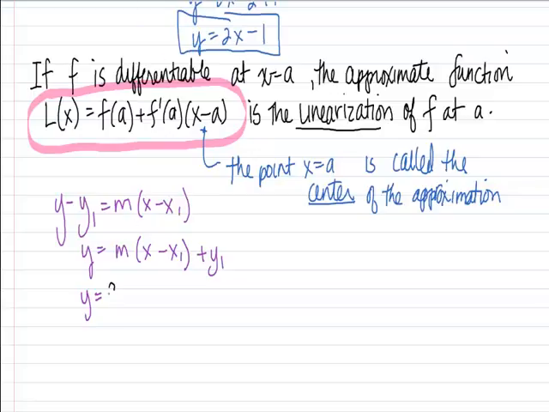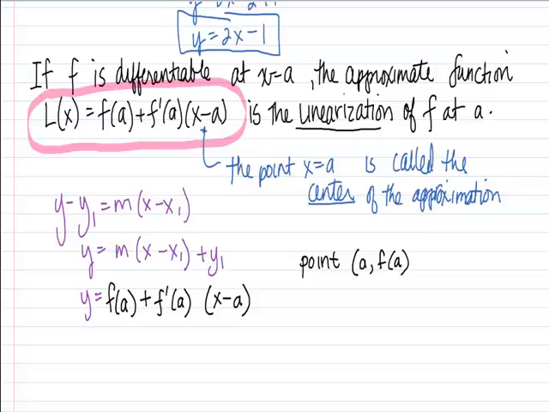And what is your slope? f prime of a. And then we have the x minus a still, where your point is (a, f of a), instead of x and y. So you guys notice where all of these things fit in here. So this is the form for the linearization. Hopefully you can see the similarity. All right.